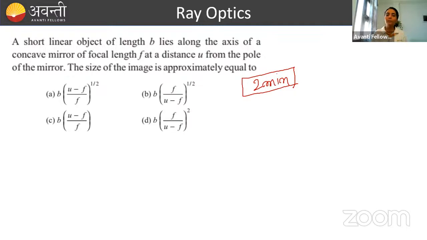Again, the only formula that you require to solve this question is the formula that you have learned in your class 10th. What is the relation between object distance and image distance in case of mirror? In case of curved mirror, 1 by V plus 1 by U equal to 1 by F, where F is the focal length, V is the image distance, U is the object distance. This is the only information you require to solve this question.